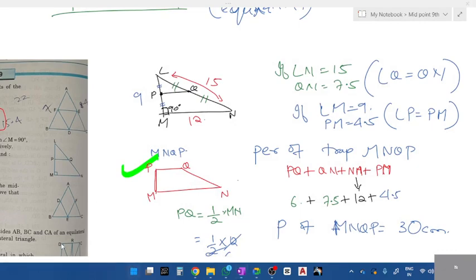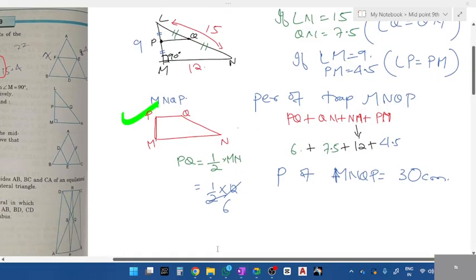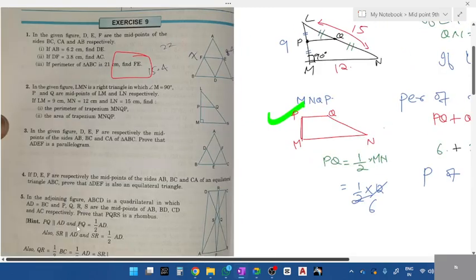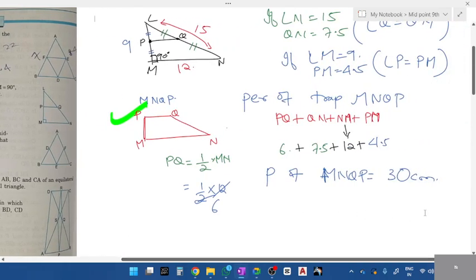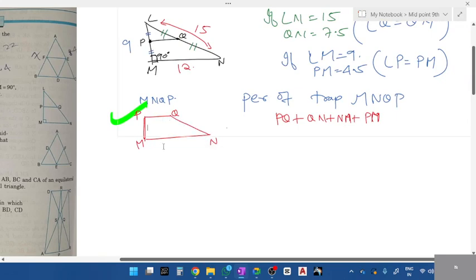Next, what was there? Perimeter is done. And what you have to find? Area of trapezium. Okay. Let me erase this.